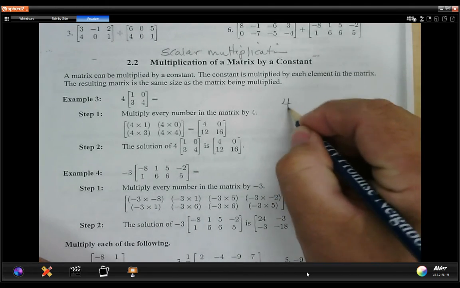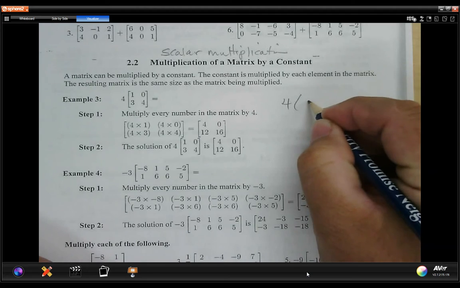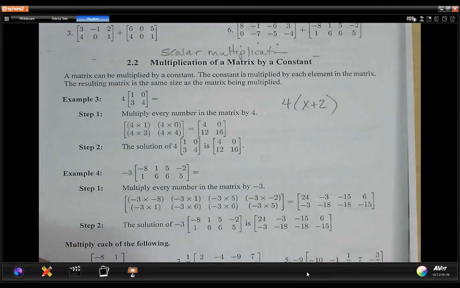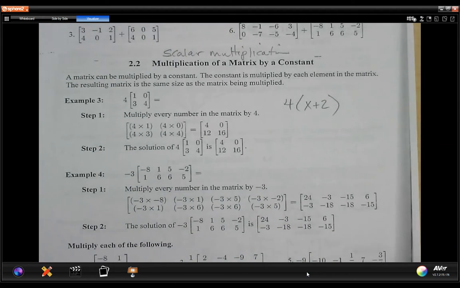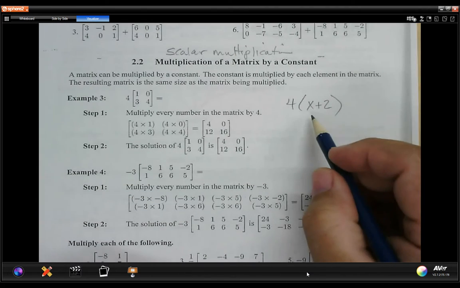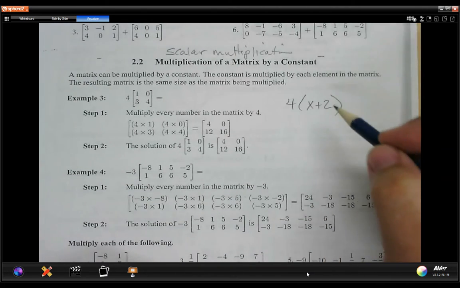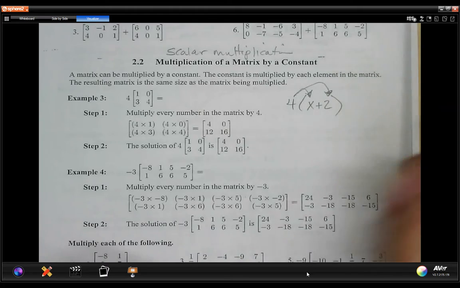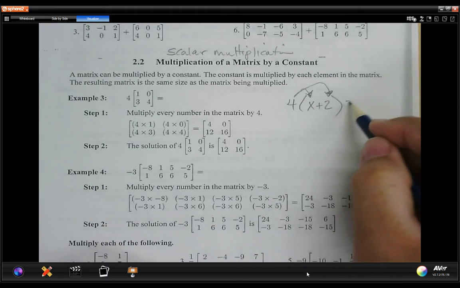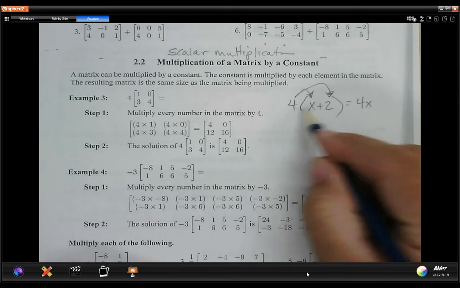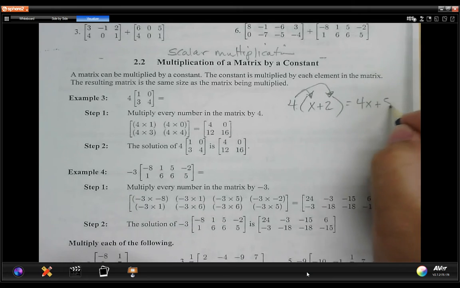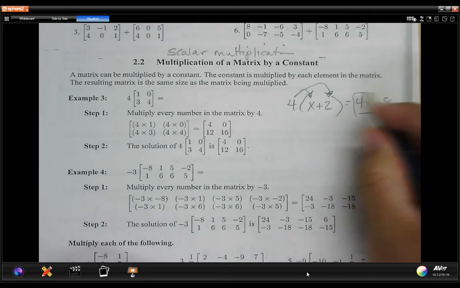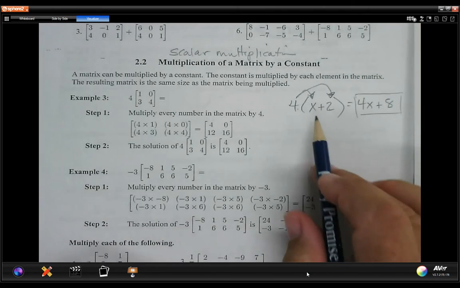And so I want to use an example here for you real quick. What if I had 4 times the quantity x plus 2? Well, think about what I would do there. If I saw something like this, I would know that I need to distribute this 4 through, right? I need to multiply this 4 through every single term. So I would end up with 4 times x equals 4x, and 4 times +2 is +8. And this would be, I guess you could call, the simplified version of this.